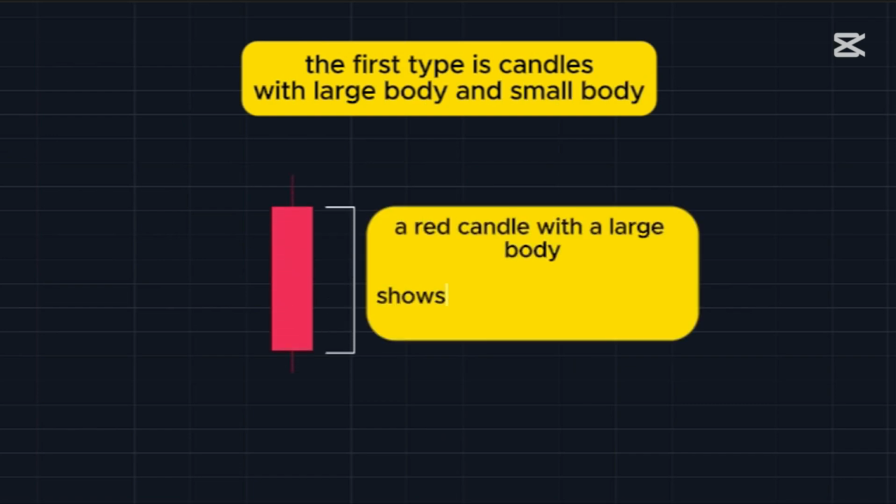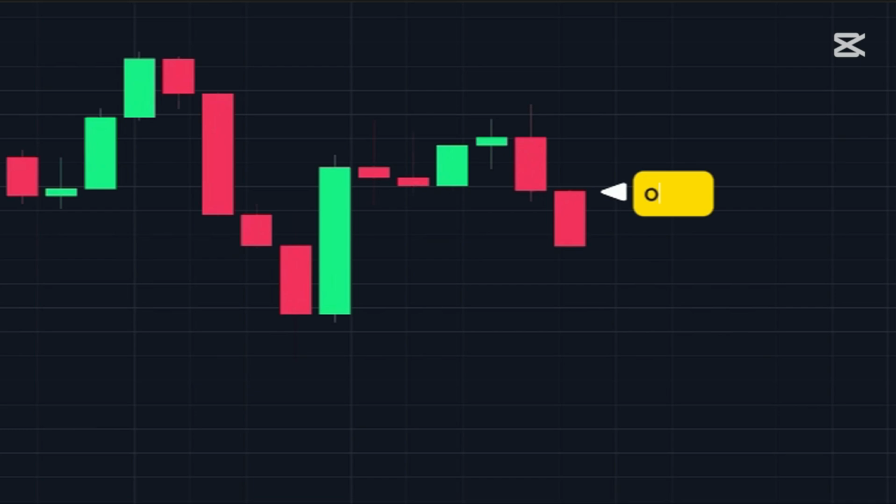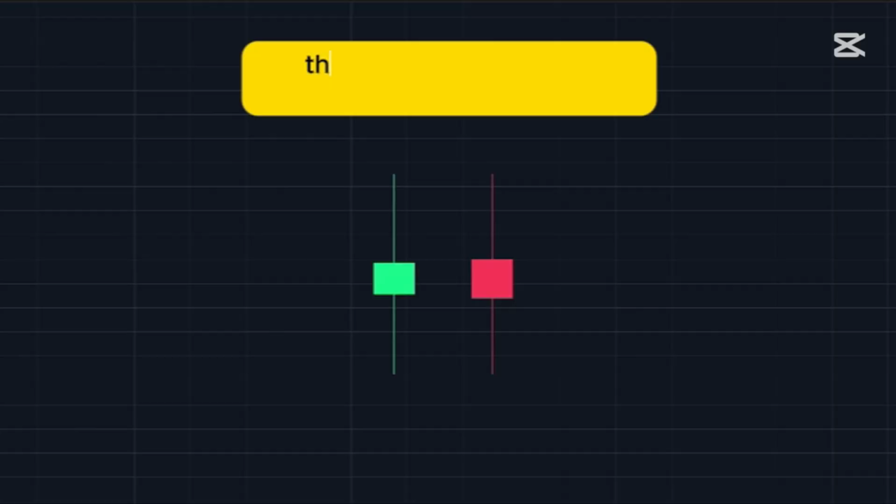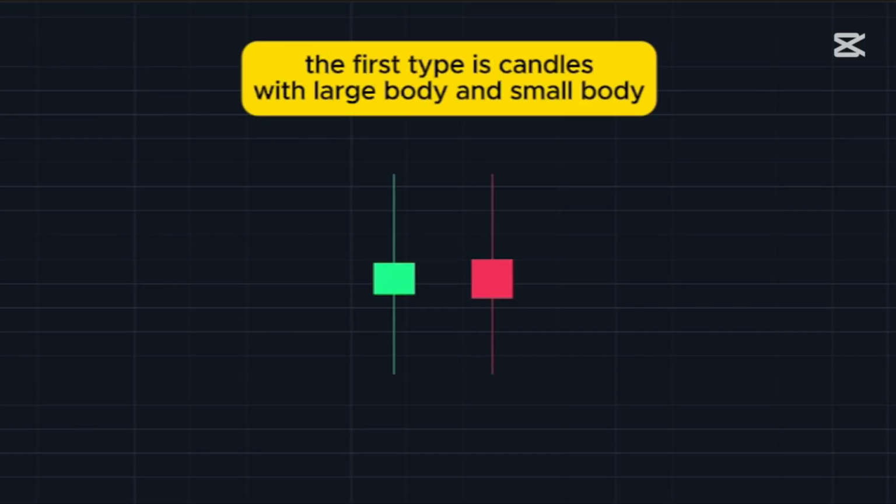Similarly, a red candle with a large body shows that the seller has the upper hand. It opens at a higher level, but because the sellers are stronger, they push the price down. With little buying resistance, price moves down sharply before the candle closes.